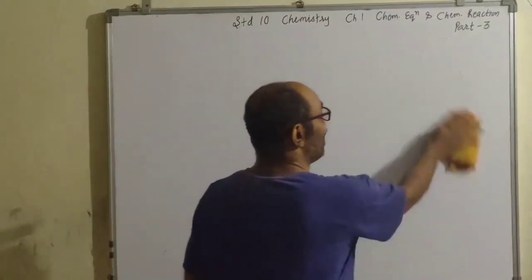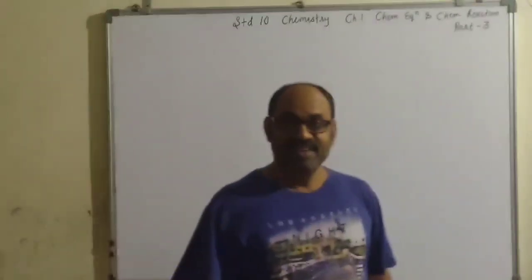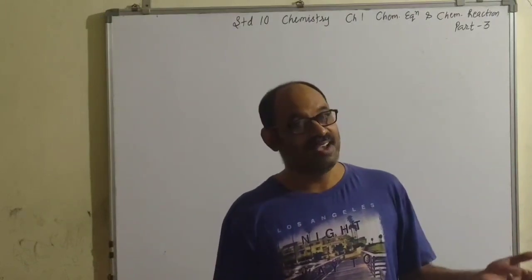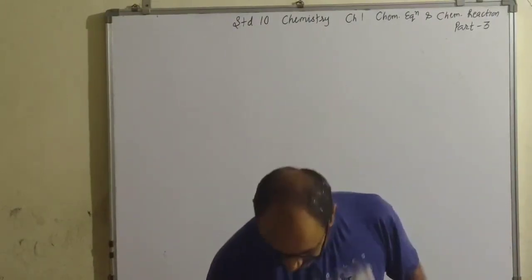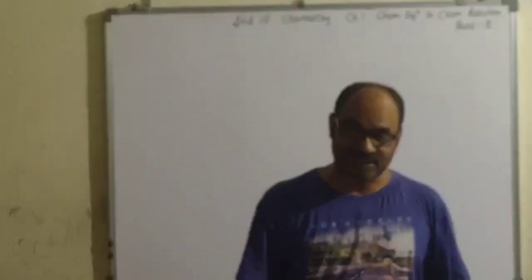We have already seen one method, the trial and error method. We try, and if any error is there, then we try again. Okay, so we'll see another method today.